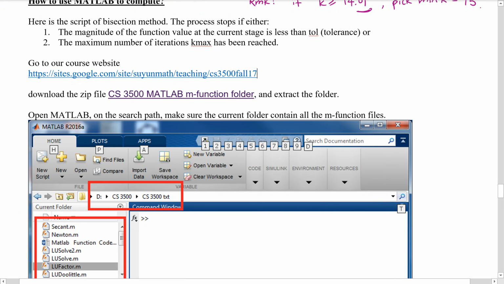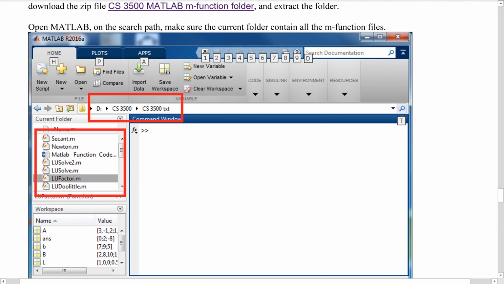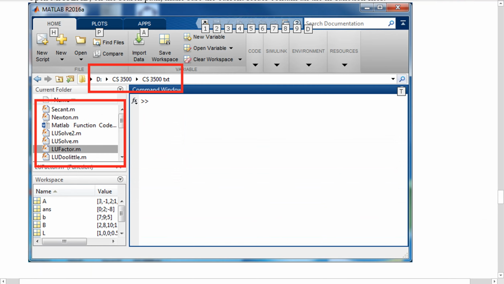Extract the folder and open MATLAB. Make sure on the search path, the current folder contains all the M function files. So this is what you see in MATLAB. Okay, I print screened it.